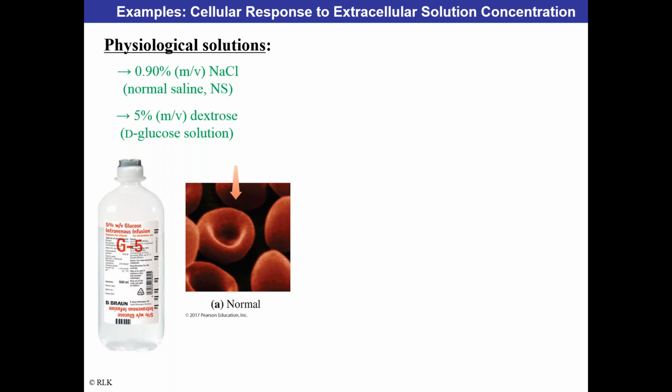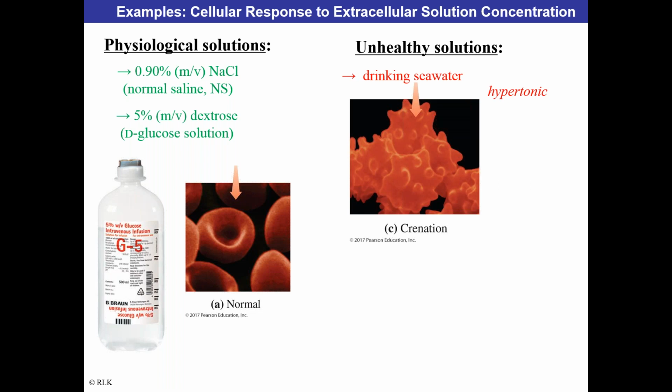And this is what normally happens anyway in your body, as long as things are going okay. In other words, as long as your physiological solution in your body, the sodium content in your blood and the glucose, is right, then everything's going to be looking pretty good. If you have an unhealthy situation, for instance, drinking seawater, your cells are not going to have that nice depressed spherical shape. They're going to start to shrivel. They're going to undergo crenation.